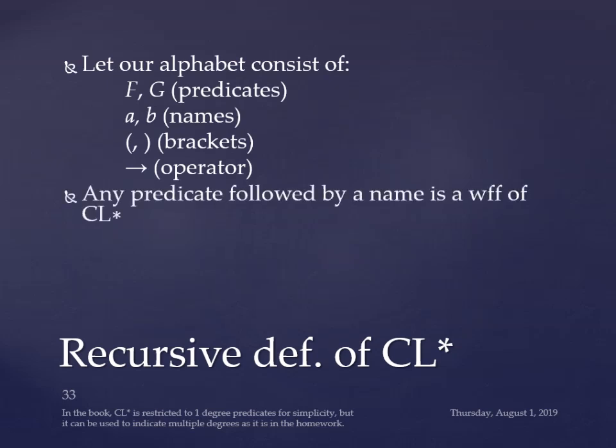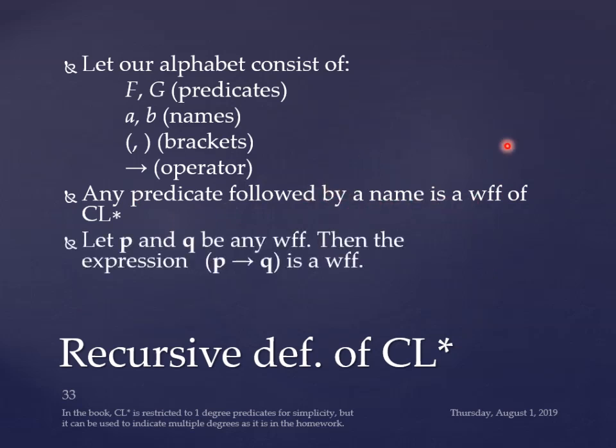And then any predicate followed by a finite number of names, that's what it should say there, but actually, I think if I remember correctly from the book, it's just a single name, right? It gets confusing because there are different languages that have different rules, and I think I'm remembering now that this has just a single name. That's going to be well-formed, all right? Then let P and Q be any well-formed formula. Then the expression P arrow Q is a well-formed formula, and nothing else is.